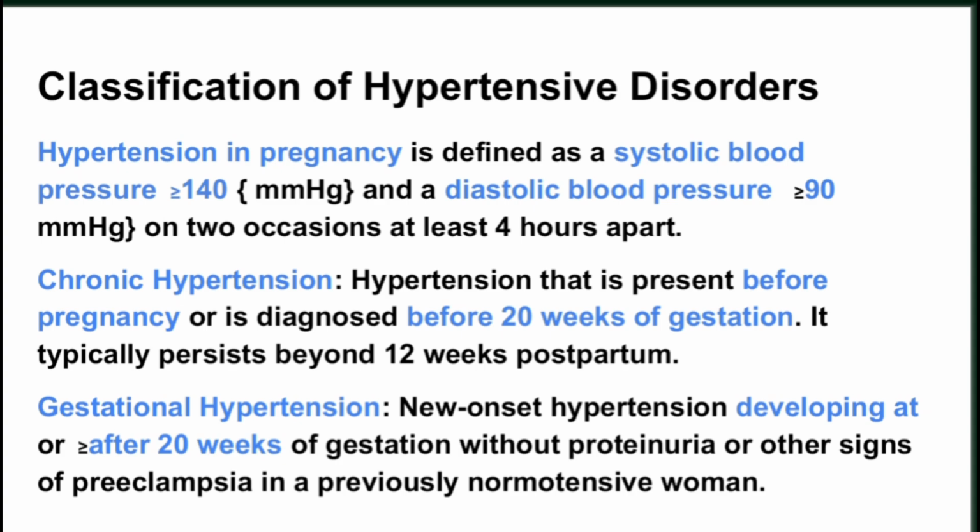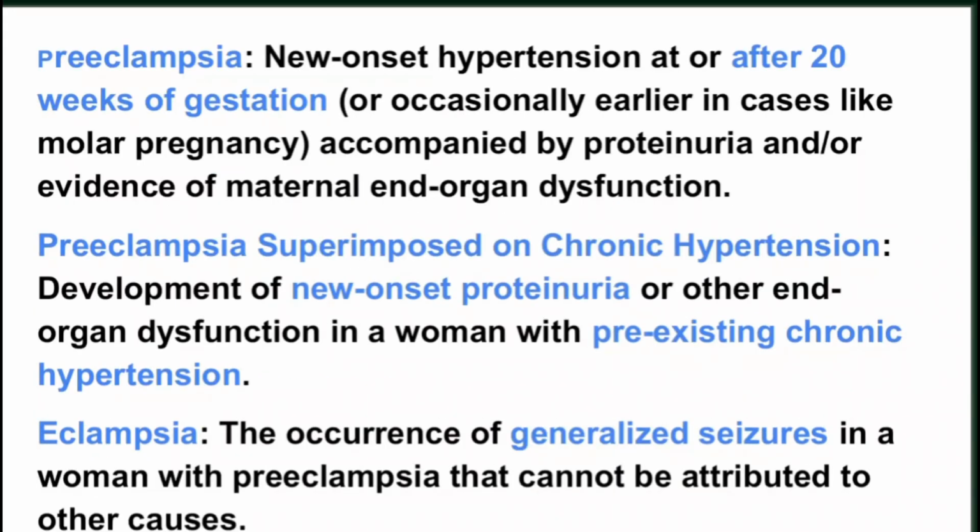So we're going to look at gestational hypertension or pregnancy-induced hypertension, which is just the new onset hypertension developing after 20 weeks gestation without proteinuria or any other signs of preeclampsia in a previously normotensive woman. Okay, so preeclampsia is just the new onset hypertension which happens after 20 weeks and is accompanied by proteinuria and other signs of maternal end organ dysfunction.